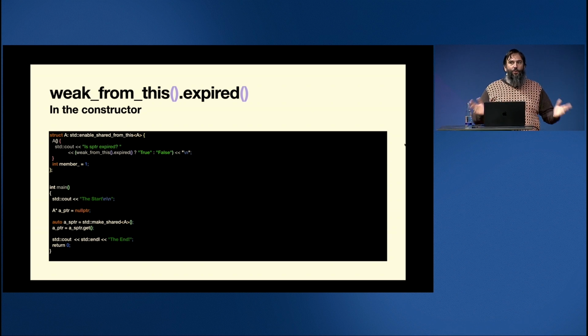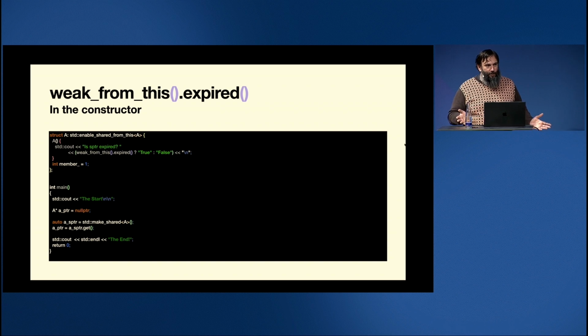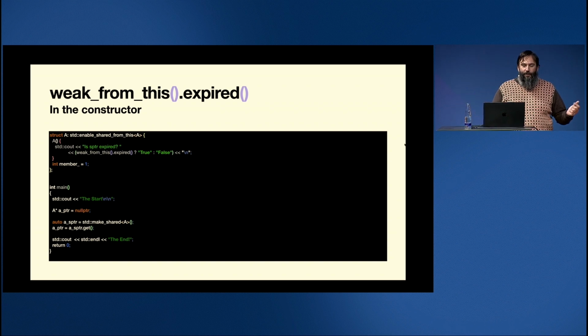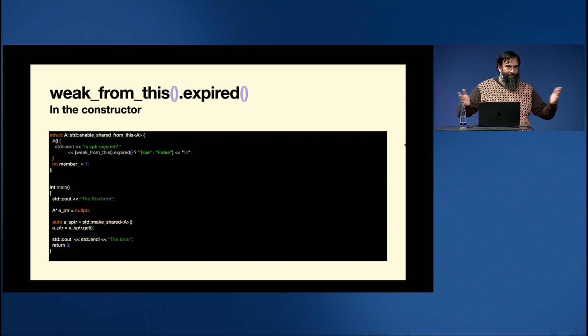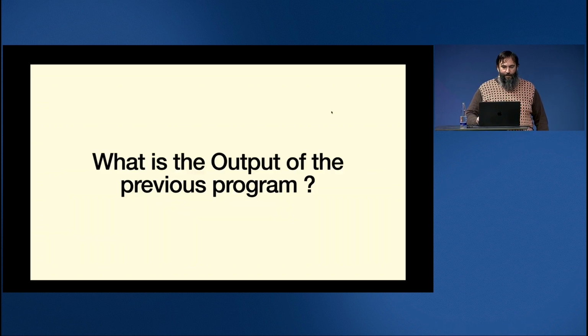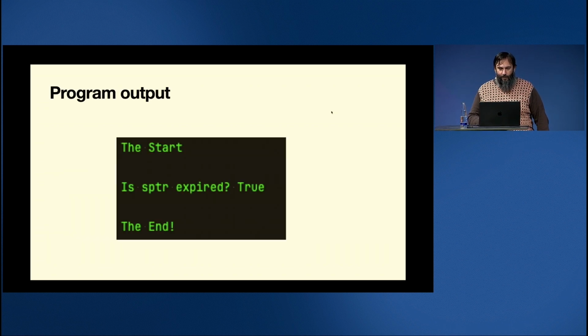Now, who could guess what will be the output? Hands up if is expired will be true, and hands up if is expired will be false in this case. Nobody can guess? So there is at least one guy who says false. Expired becomes true, so it is expired.